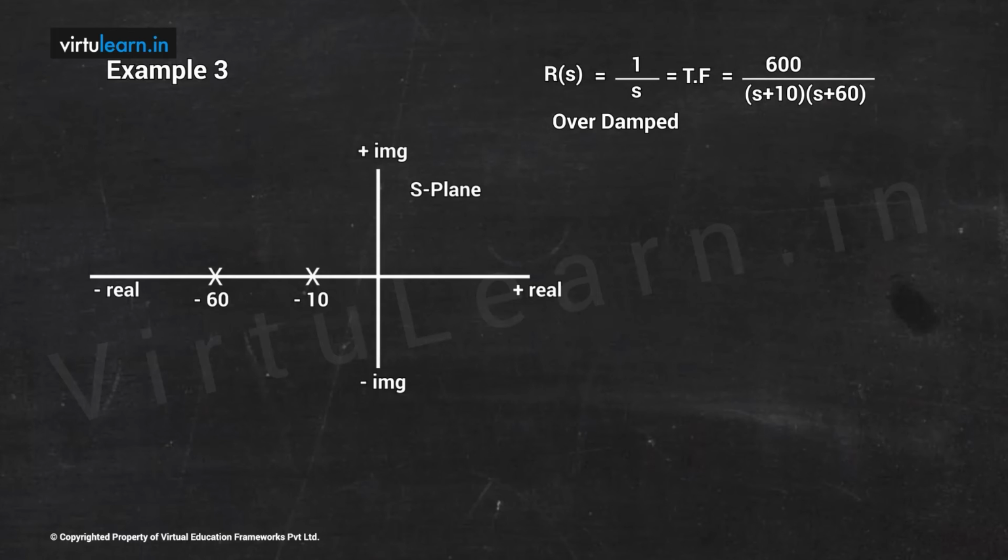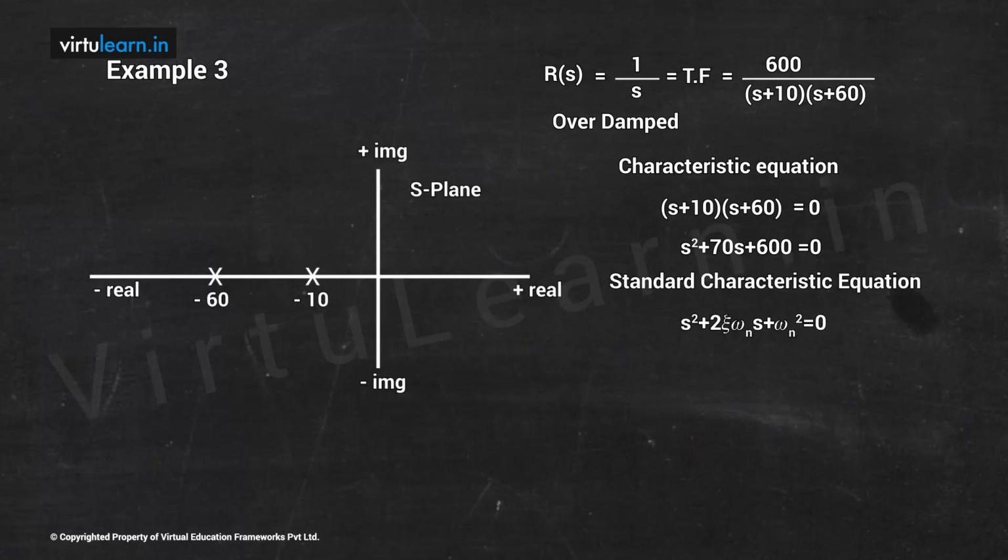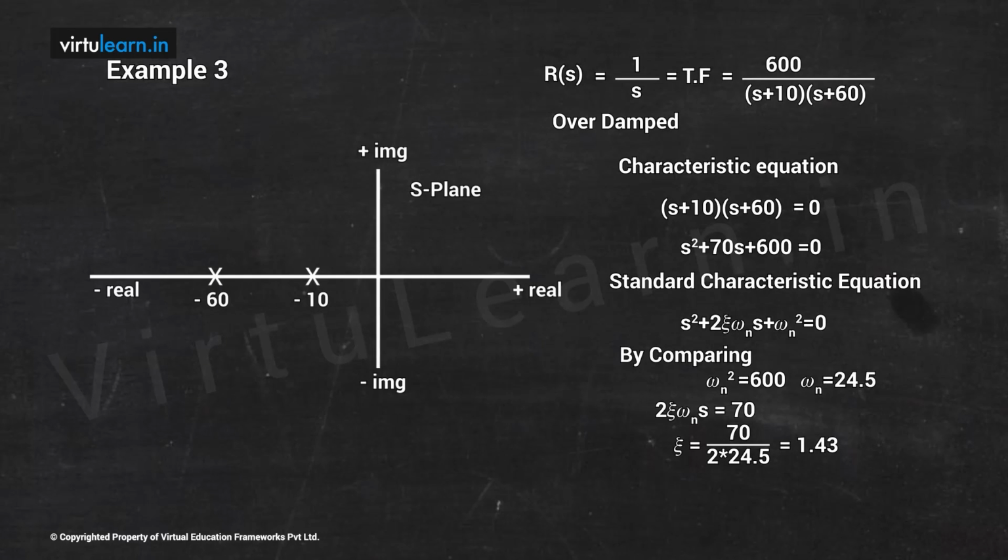Now we will take the characteristic equation. The characteristic equation is nothing but the denominator. So we take s plus 60 into s plus 10 equal to 0. When you multiply, s square plus 70s plus 600 is equal to 0. Then what is the standard one? s square plus 2 zeta omega n s plus omega n square is 0. By comparing, we will get the omega n value as 24.5. Similarly, if you compare the second term, you will get the zeta value, and zeta is 1.43. So it is evident that whenever zeta is greater than 1, the system is an over damped system.